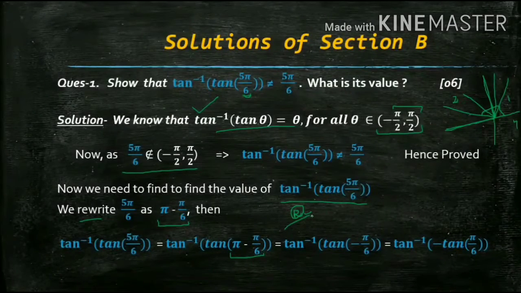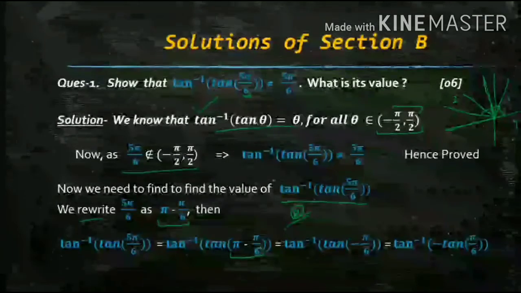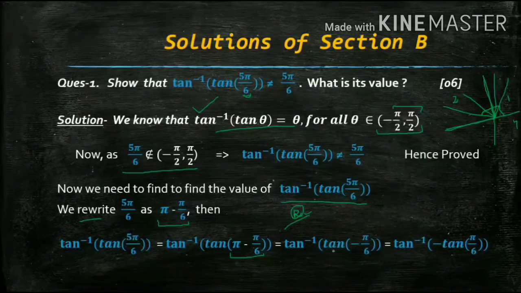Otherwise you will lose your marks. Now you must write the reasoning that tan of pi minus theta is nothing but minus tan theta, right? And that's why tan of pi minus theta is minus tan theta. Yes, I have written it wrong over here. The minus would come outside like this.